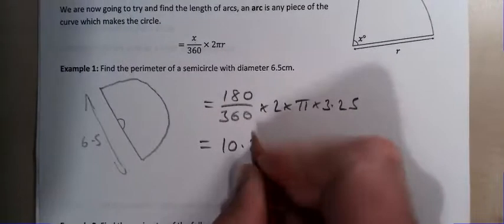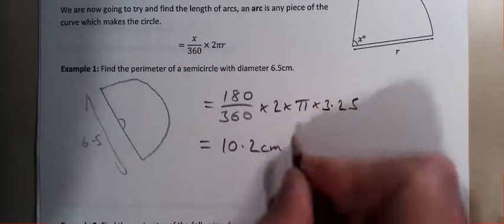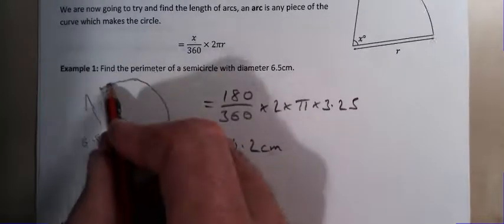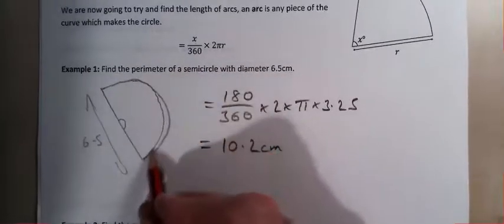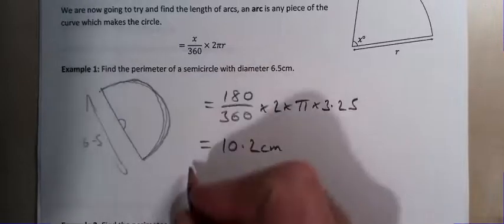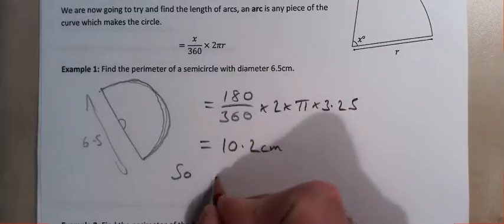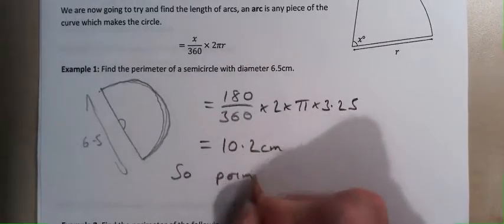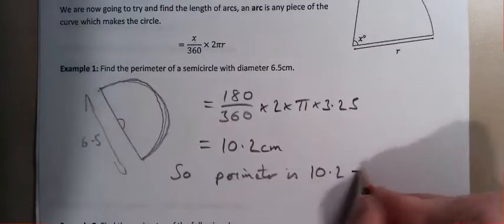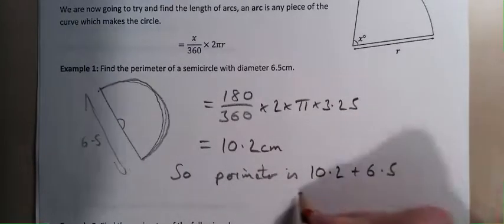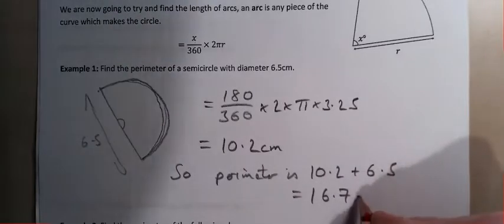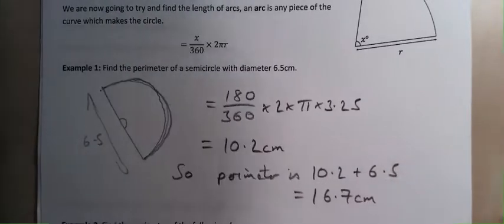So what have we found? We have found the perimeter of a semicircle. We haven't found that yet. We have found half of this circumference here. And now we need to add on 6.5. So the perimeter is 10.2 plus 6.5, which equals 16.7 centimeters.